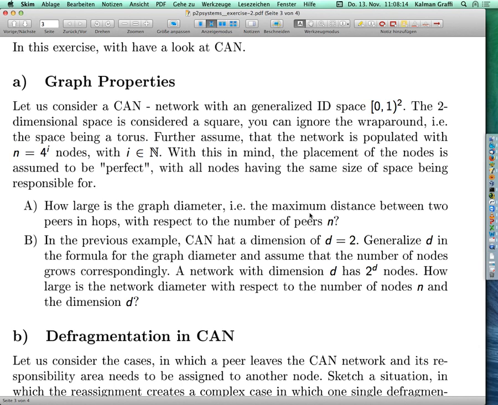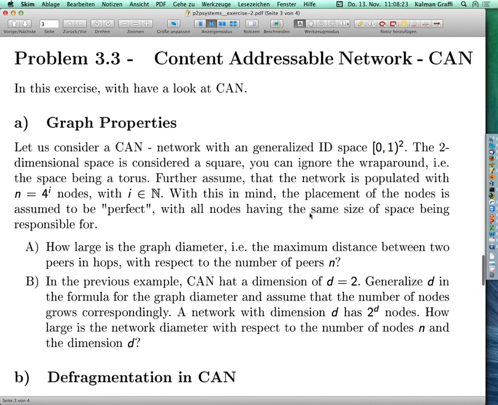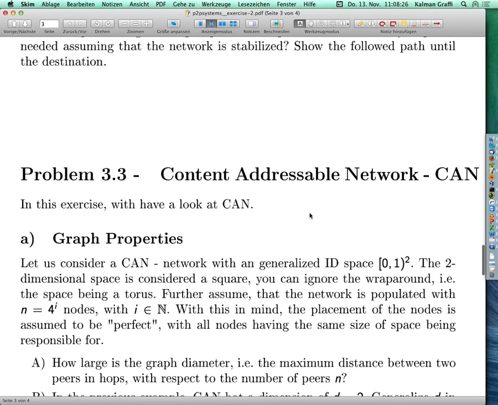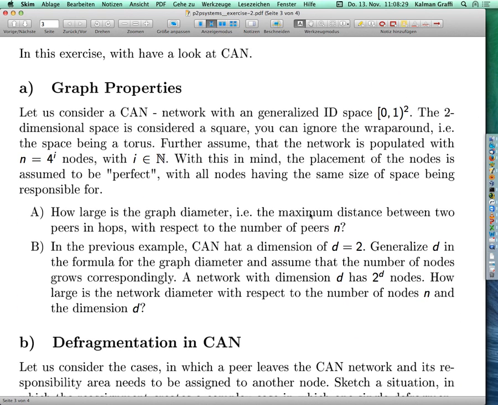Yes. Okay, and then the question in the exercise was also, this is exercise 2. So what is the path length in CAN? Any suggestions how we calculate the path length? So the path length was already given. So we had the path length of O of D times N to the power of 1 over D. Any ideas how we can show this?